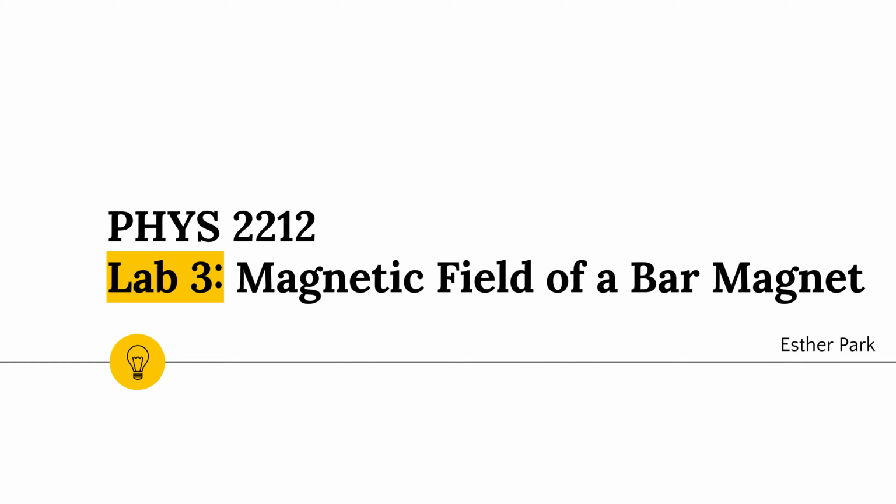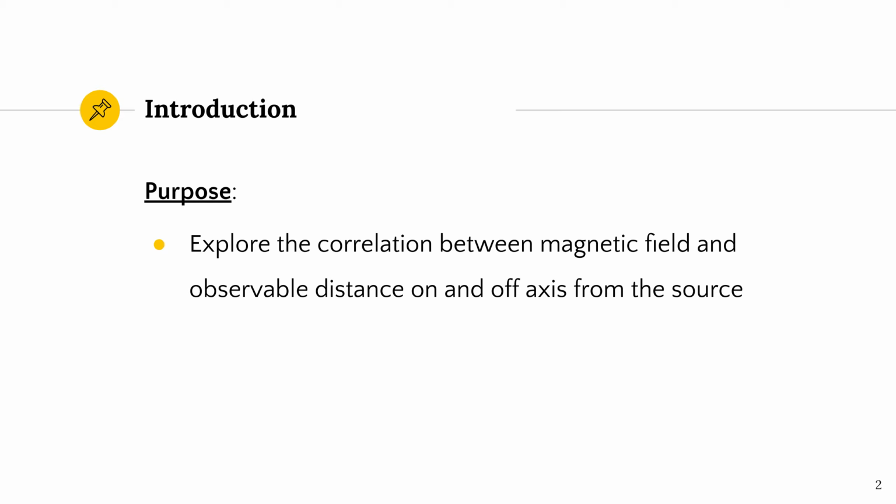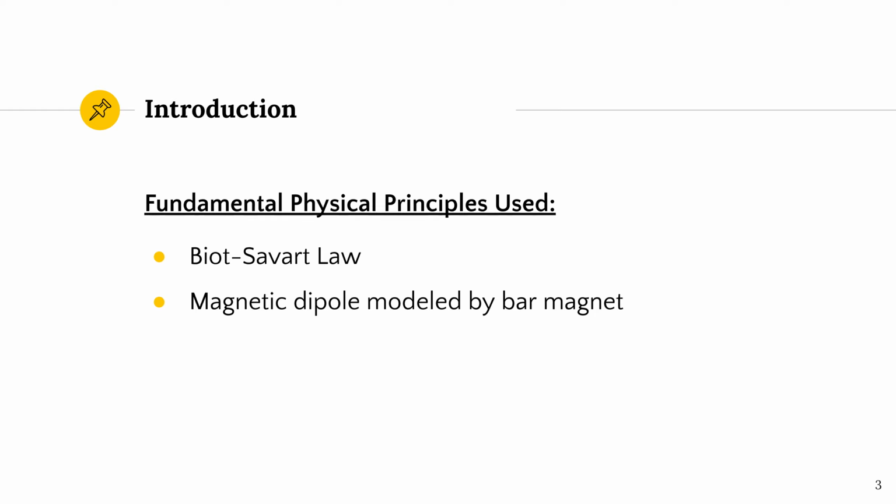Hi, I'm going to talk about the third lab, which is magnetic field of a bar magnet. The purpose of this lab is to explore the correlation between magnetic field of observable distance on and off axis from the source. So the fundamental physical principles used here are Biot-Savart law and magnetic dipole model by bar magnets.